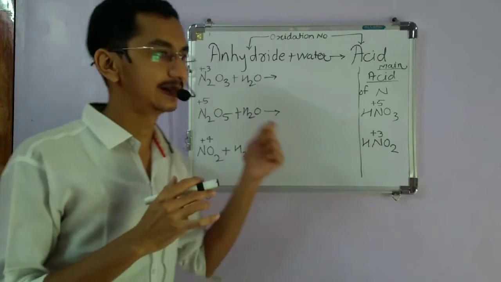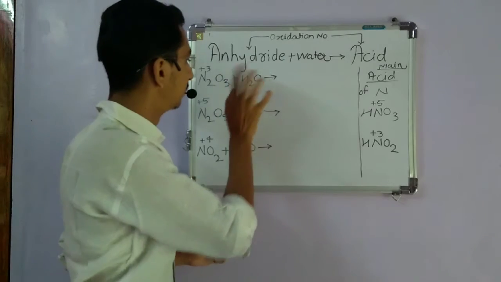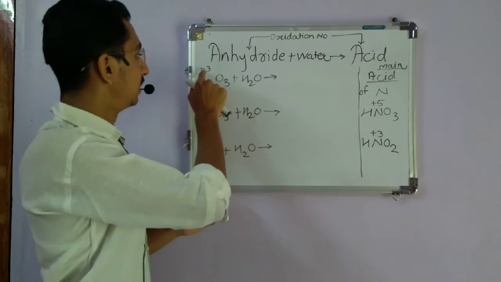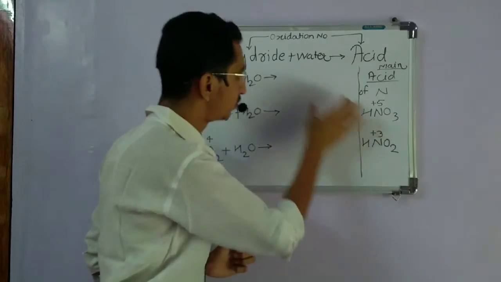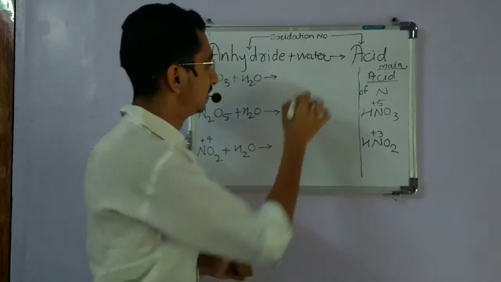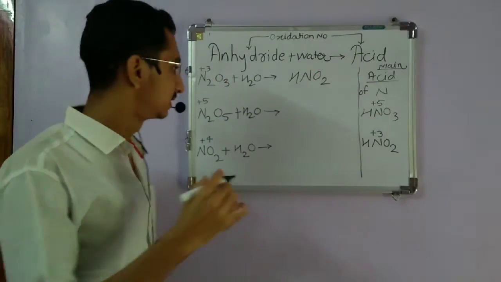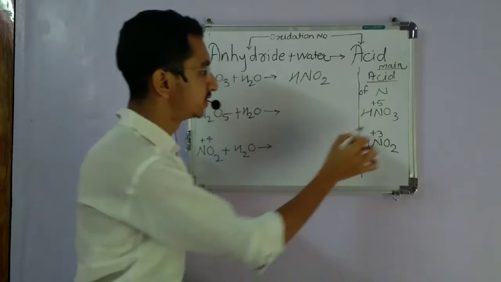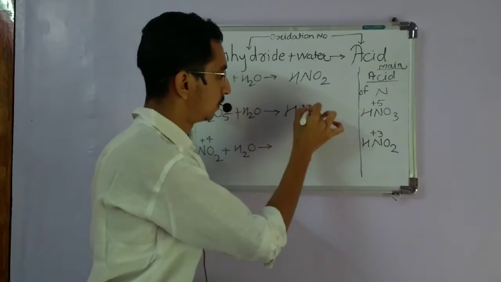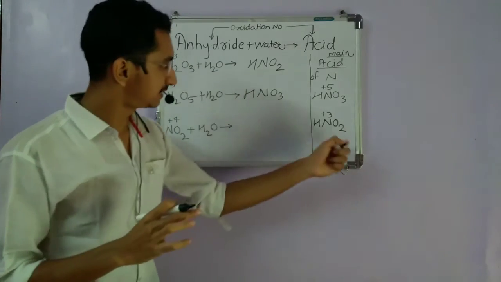Here is our second example. N2O3 plus H2O. Here in N2O3 the oxidation number of N is +3. So which acid do you have to write here? A +3 acid, HNO2. Next, N2O5 plus H2O. Here the oxidation number is +5. You just have to write HNO3. Here NO2 oxidation number is +4, but +4 is absent in the acids.